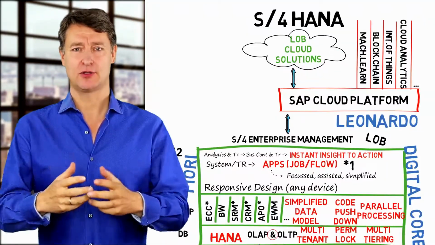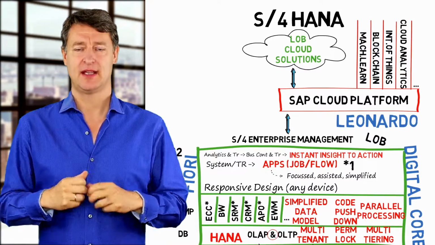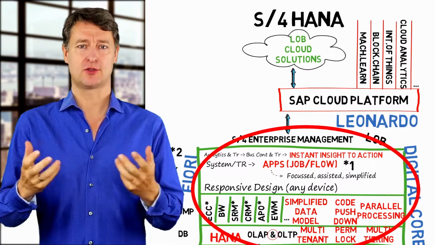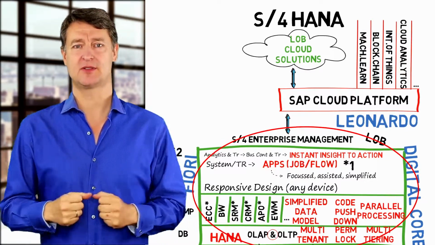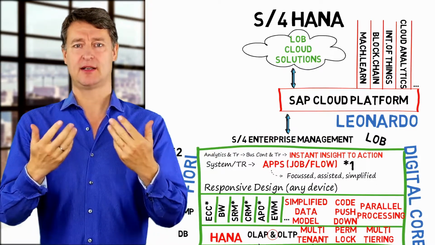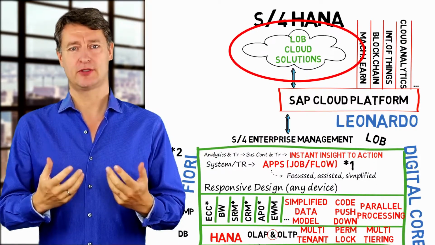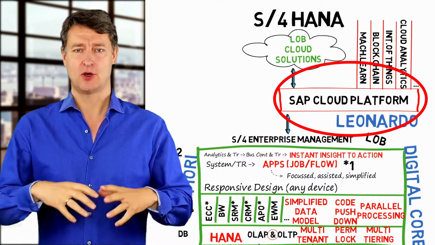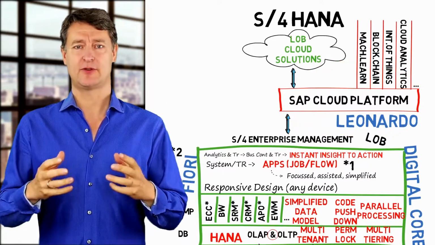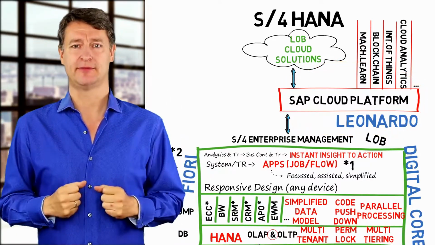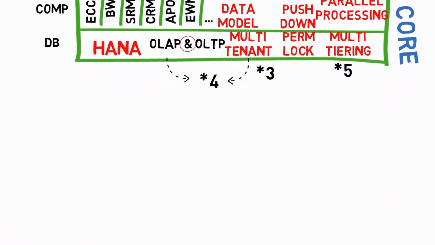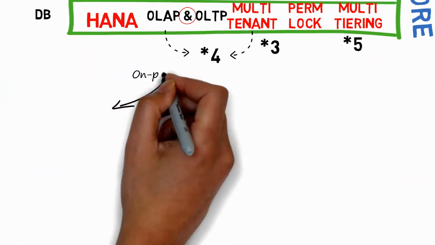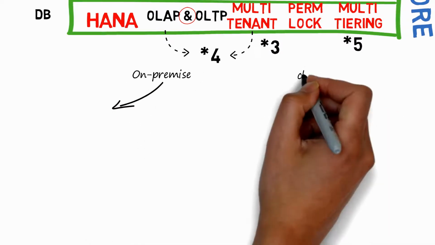Now, what is S4HANA? S4HANA is all those parts we have seen until now. It is the digital core, also called S4 Enterprise Management, together with the cloud solutions supported by the cloud platform. So all these together form S4HANA, or the digital ERP. There are different versions of S4HANA. Fundamentally, we have two versions. We have the on-premise version and the cloud version.